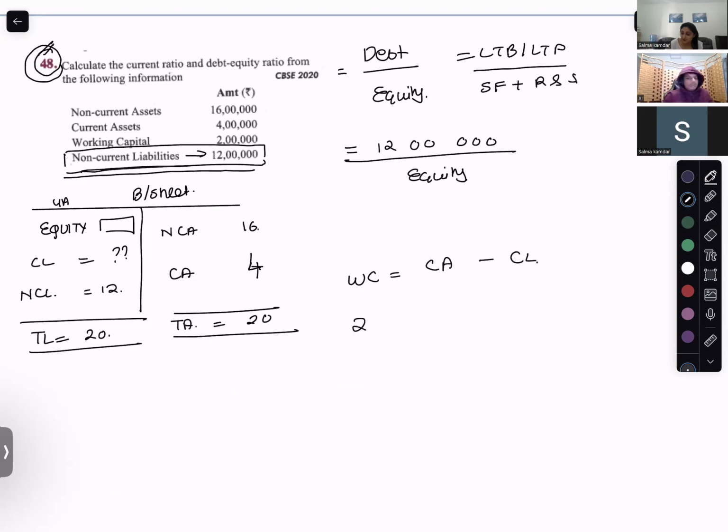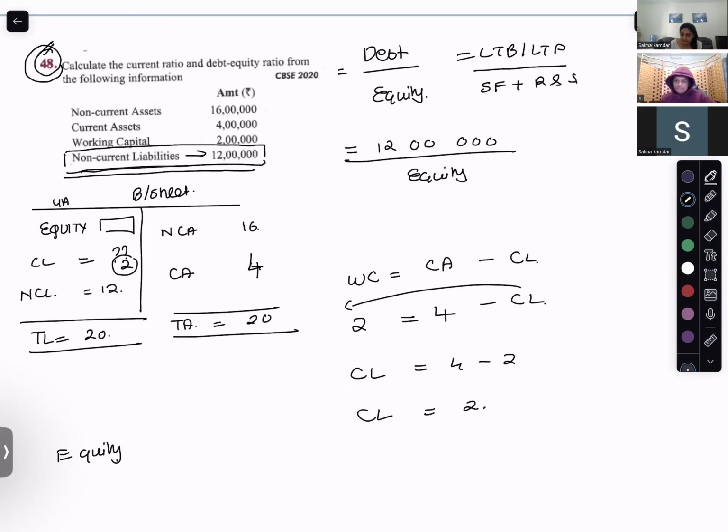Working capital is 2. Then current assets is 4 minus current liability. So current liability is 4 minus 2. So I will say current liability is 2 lakh. So now can you tell me how much will my equity be? 6 lakhs. So my equity is 6 lakh.